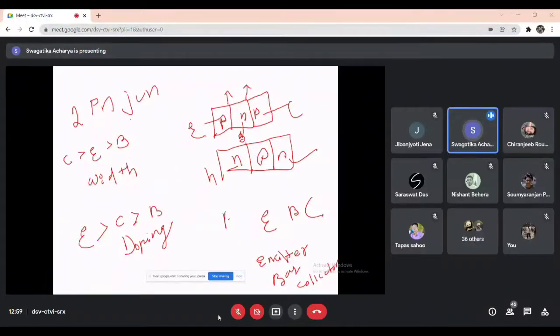Now the base is lightly doped. The base is lightly doped, right? The emitter is the highly doped one, and the base is lightly doped. Why is it lightly doped? Why is it lightly doped? This is the base region. Why is it lightly doped?